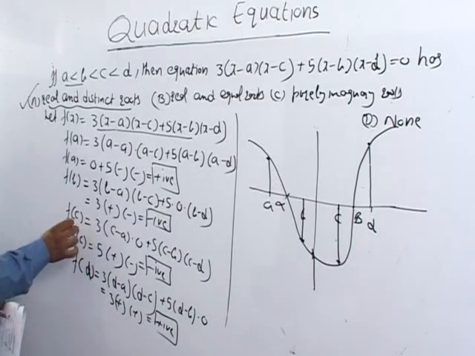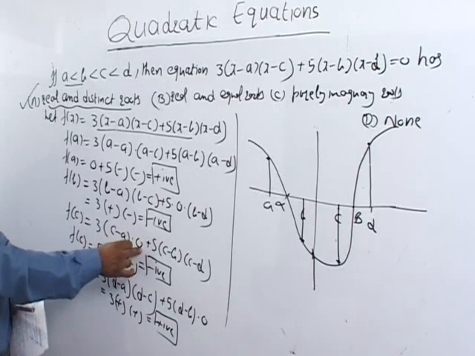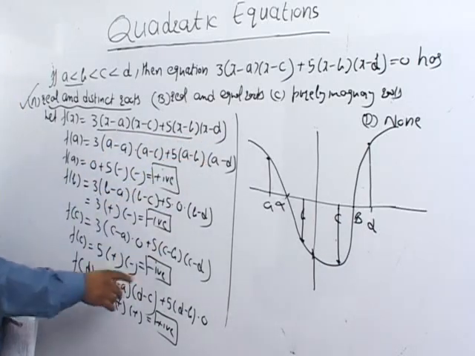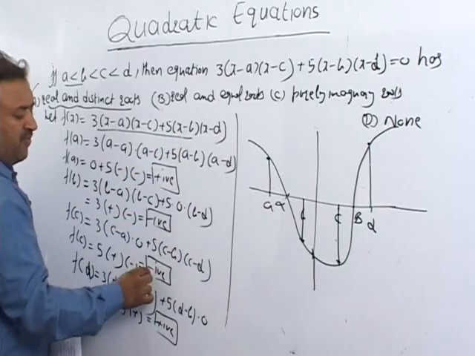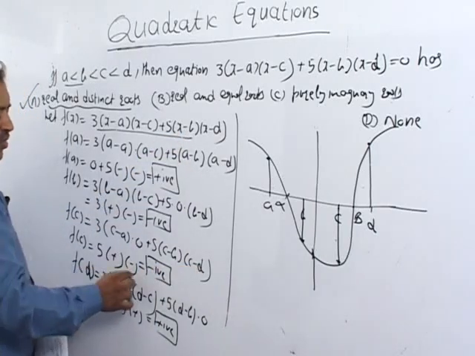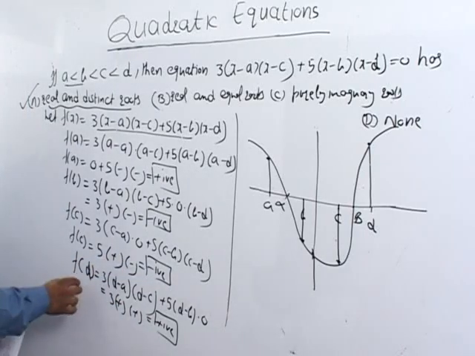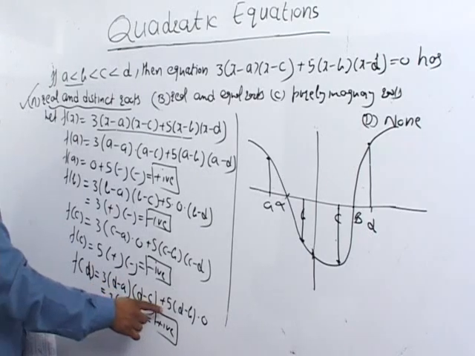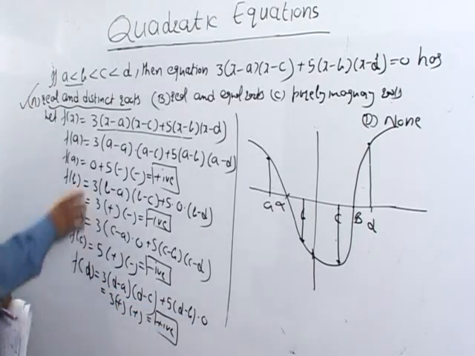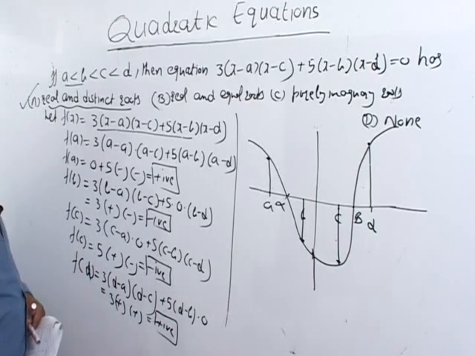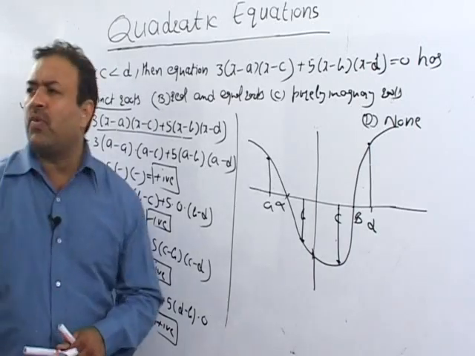So f(c), we just check it out: 3(c minus a) into 0, then c minus b, c minus d. c is greater than b, so positive. c minus d, c is less than d, so negative. Ultimately positive into negative, we got it negative. Then we calculate f(d). f(d) is 3(d minus a)(d minus c) plus d minus b into 0. d is the largest of all, so d minus a is positive and d minus c is positive, which means f(d) is positive.